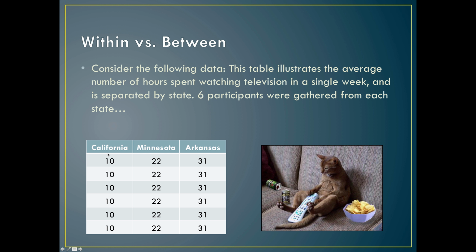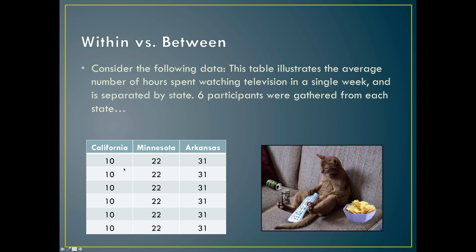That within the group of California, there are no differences, no variances. All the participants have the same score. Within the group of Minnesota, same thing. We do not see great variances within the group of Minnesota. But if you look across, you would say that the in-between differences, meaning between California, between Minnesota, and between Arkansas, are significant. Okay? So in this particular case, this is a very obvious example.